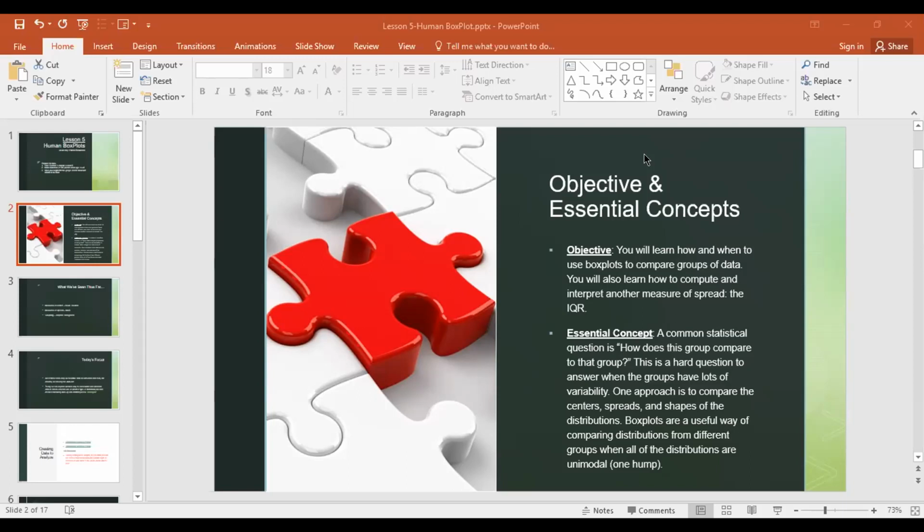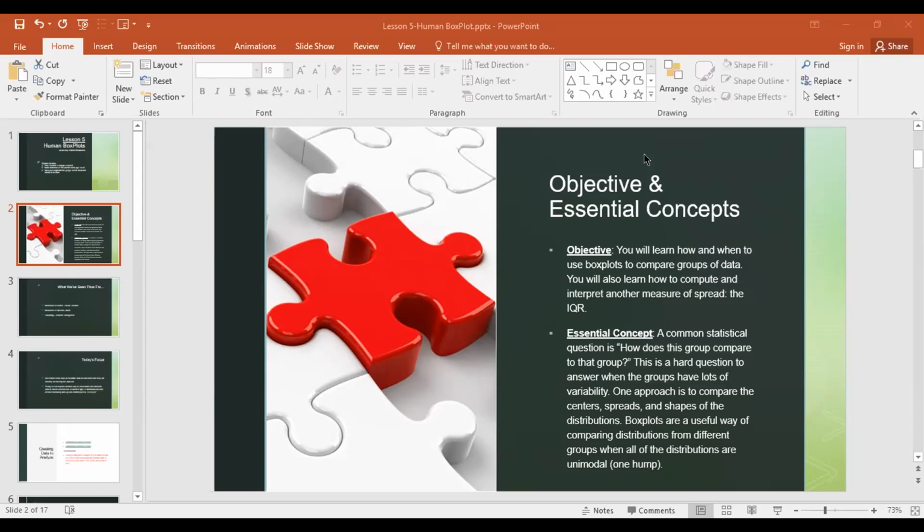Okay, our essential concept, the takeaway today. A common statistical question is, how does this group compare to that group? This is a hard question to answer when groups have lots of variability. When there's a lot of spread and variability in groups, it's difficult to answer that question of comparing different groups, okay? One approach is to compare the centers, spreads, and shapes of the distributions.